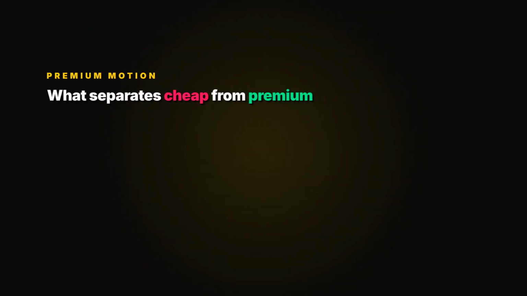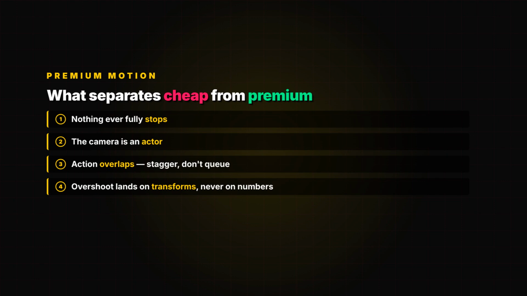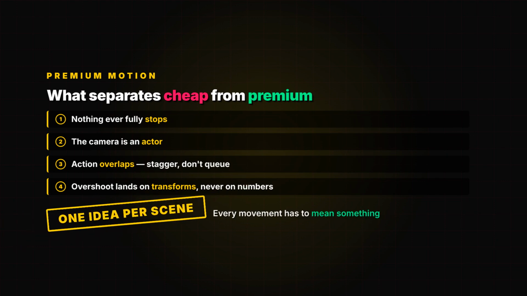What separates a cheap render from a premium one is the motion. The docs are explicit: nothing ever fully stops. The camera is an actor, action overlaps, overshoot lands on transforms, never on numbers. One idea per scene, the single biggest quality lever. Every movement has to mean something.